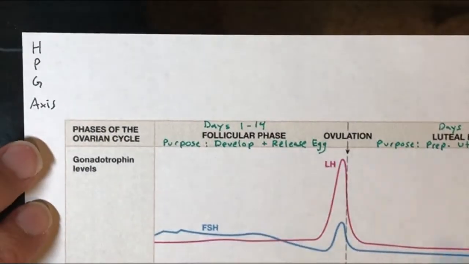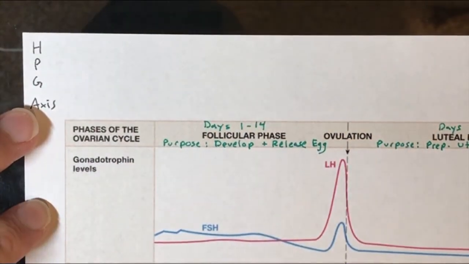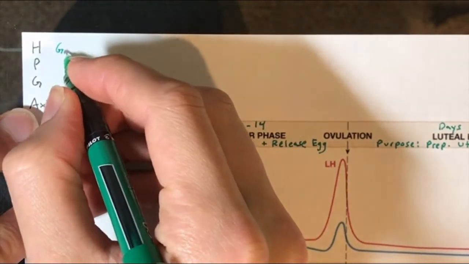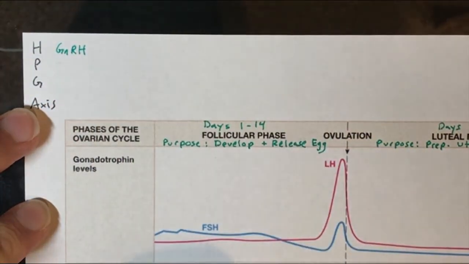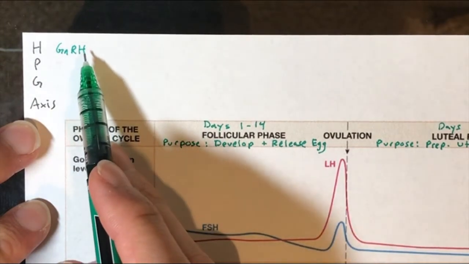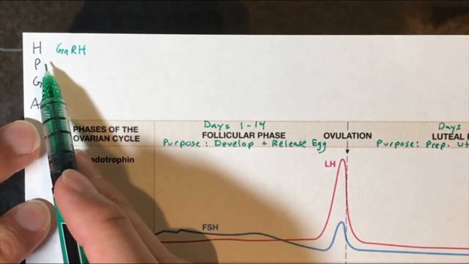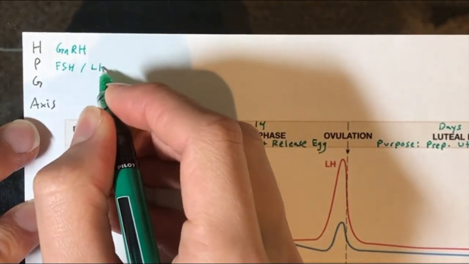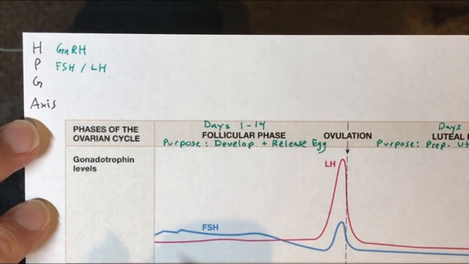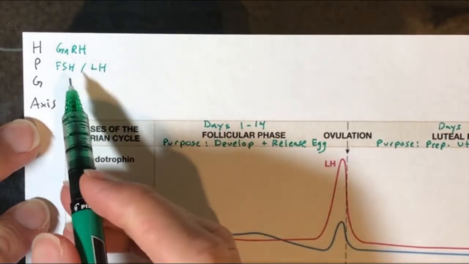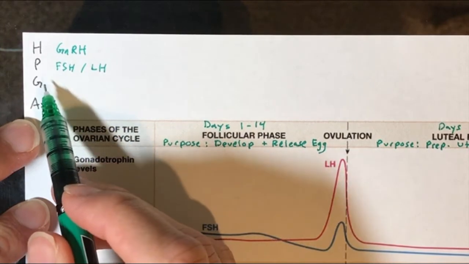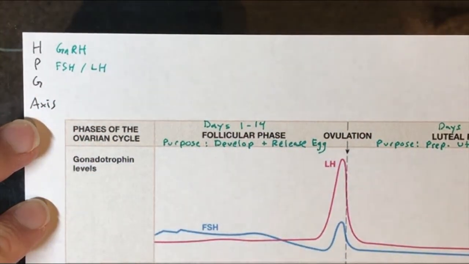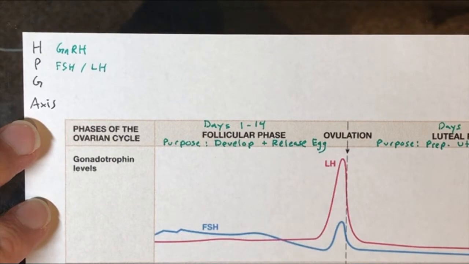Okay, so tying this to the axis, the hypothalamus is producing a hormone called GnRH. That hormone, when it's released, stimulates the pituitary gland to release the hormones FSH and LH. Those hormones can then have an effect on the gonads, in this case, the ovaries. And we'll see how those hormones affect the ovaries in just a moment.